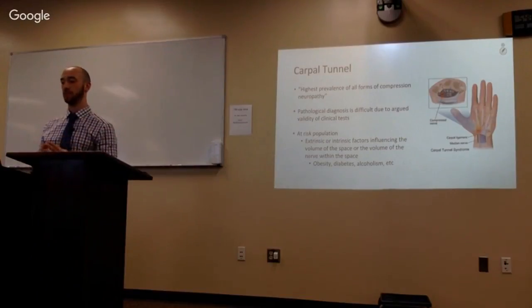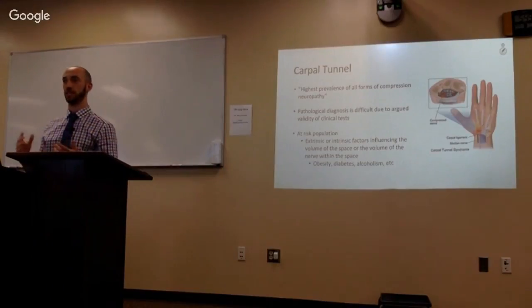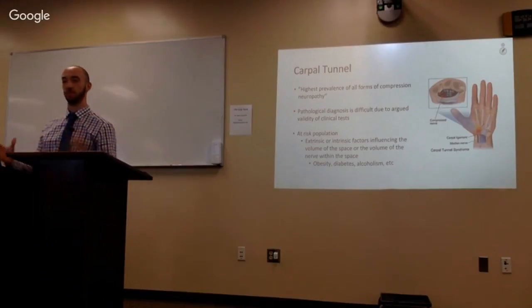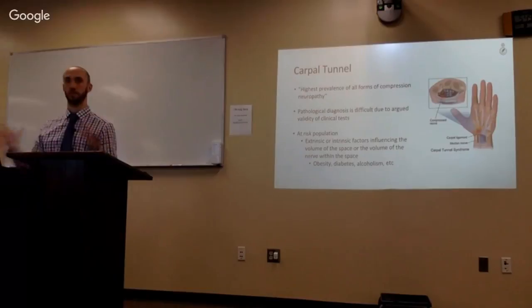So pathologic diagnosis can be difficult due to argued validity of these tests. So really what you're going to look for is the at-risk population, which I'm going to talk about next. The at-risk population is going to be anyone that would have an extrinsic or intrinsic factor that would either influence the volume around the nerve or the volume of the nerve within the space. So an extrinsic factor like obesity would influence the volume of the space around the nerve, whereas diabetes might influence the nerve within the space.